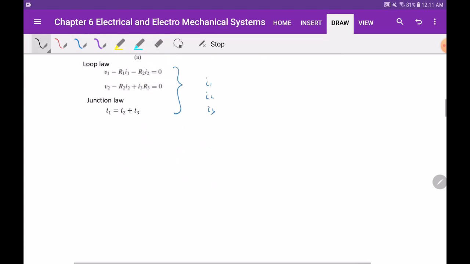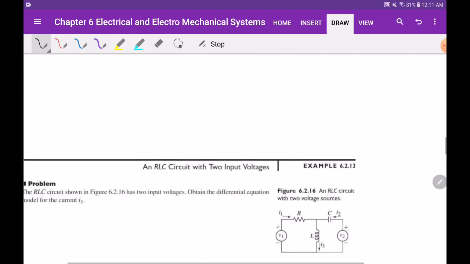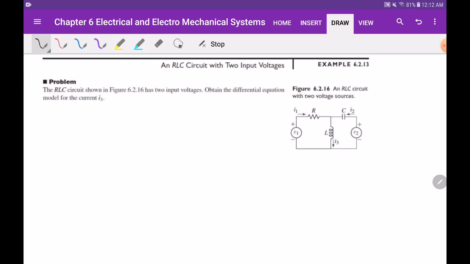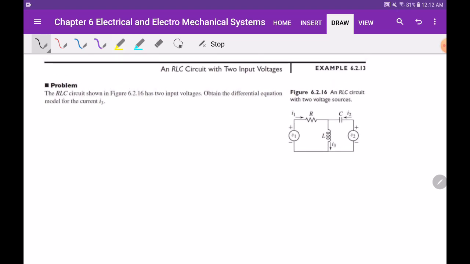So now let's go to the next problem. There is a reason why I showed you this, because now we're going to do, really, the same problem. It doesn't look the same, but it's the same problem.